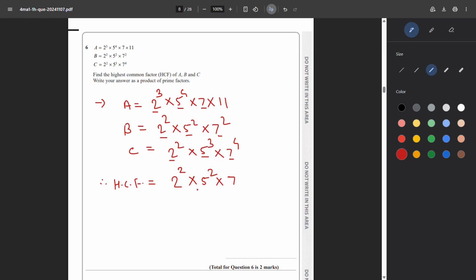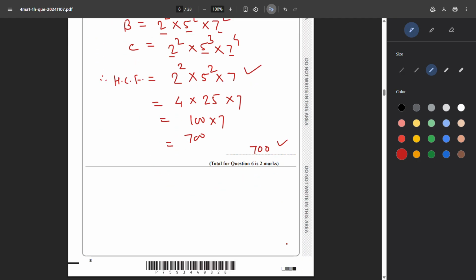You have to consider the least value. Remember 11 is only in A. In B and C there is no 11, so no need to consider that. Now multiplying, 2 square will be 4, then 5 square will be 25, and then 7. So 25 times 4 will be 100, times 7. So the answer is 700. The HCF of A, B, C will be 700. This question is only for 2 marks, so you have to just show 2 steps. Final answer should be right, remember this. I hope this question also is clear.